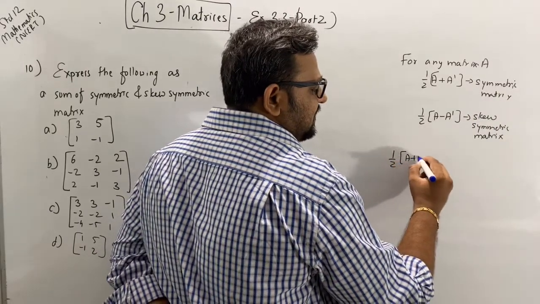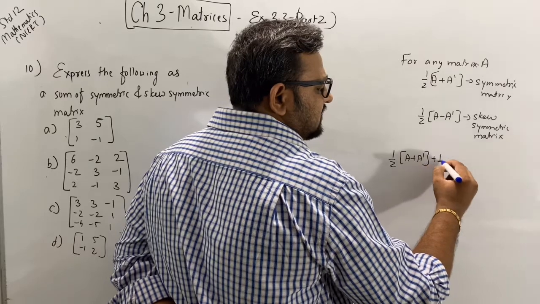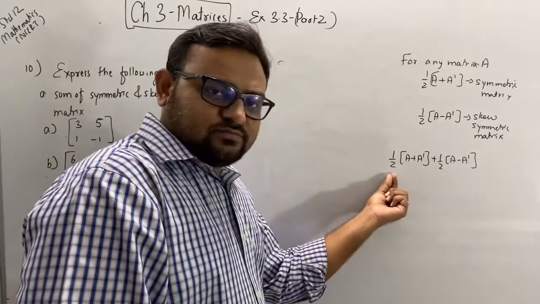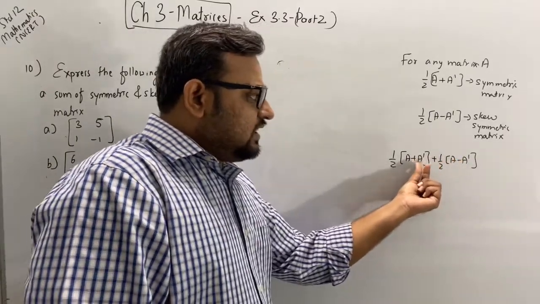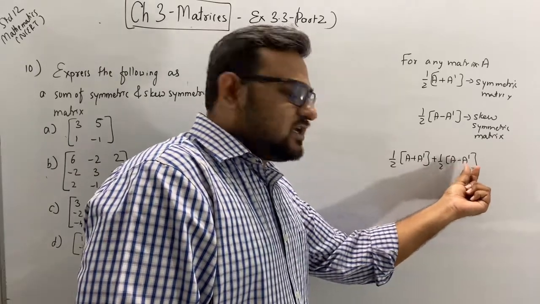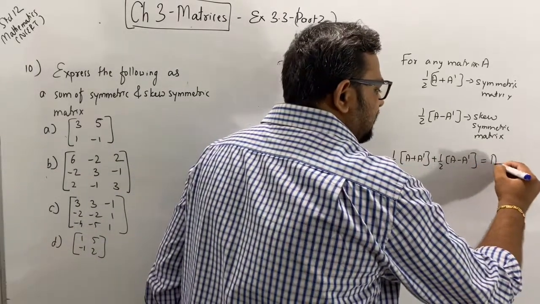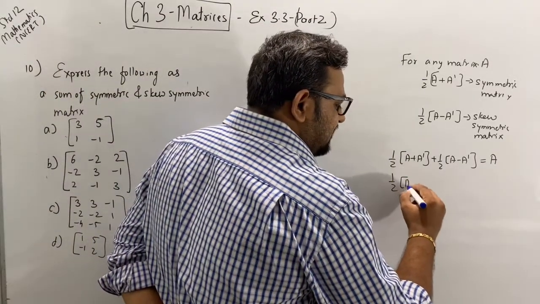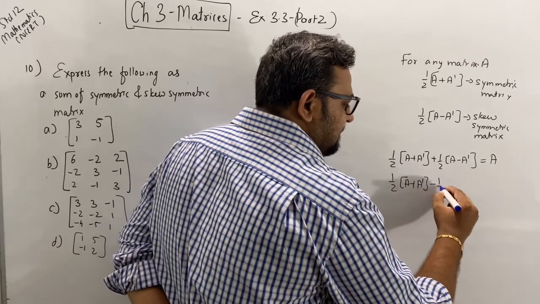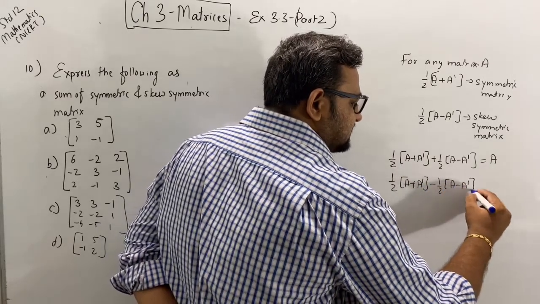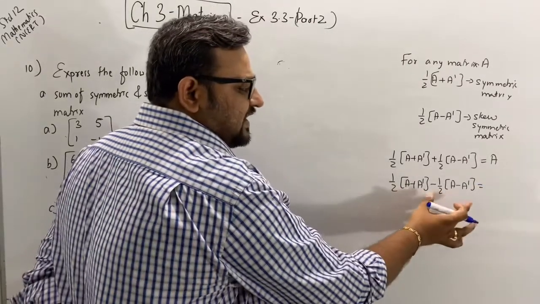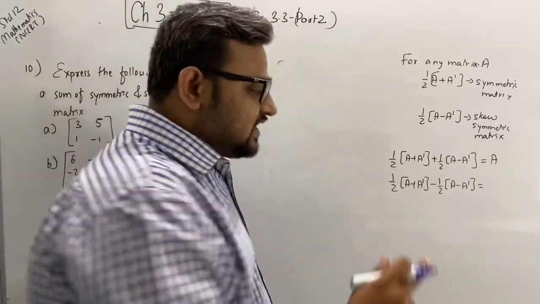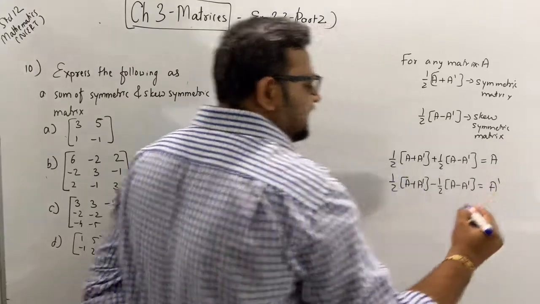half into A plus A transpose plus half into A minus A transpose. Half will get common. So A plus A, 2A, A transpose minus A transpose gets cancelled. So half into 2A, this will be equal to A. Clear? And if I take half A plus A transpose minus half A minus A transpose, then A minus A will get cancelled and this will be A transpose minus A transpose, 2 times A transpose into half, this will be A transpose.